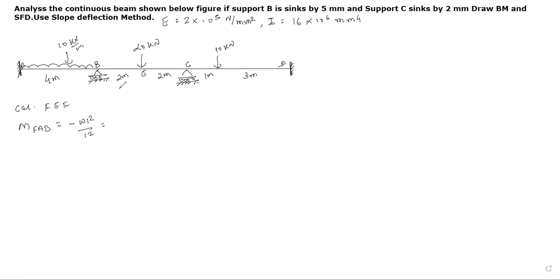What is the value of WL square by 12? W equal to 10, length equals to 4 meter, square, divided by 12. Please tell me what is the final answer. Okay, good. Minus 13.33 kilonewton meter. Similarly, MFBA, your equation will remain the same, plus WL square by 12. So I am writing directly 13.33. I hope it is clear to all of you.